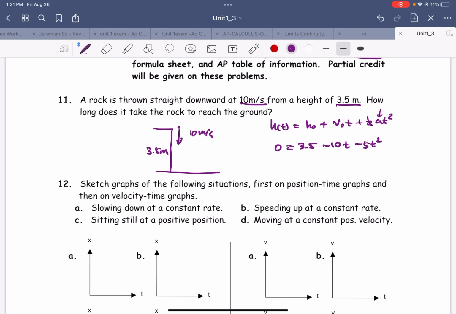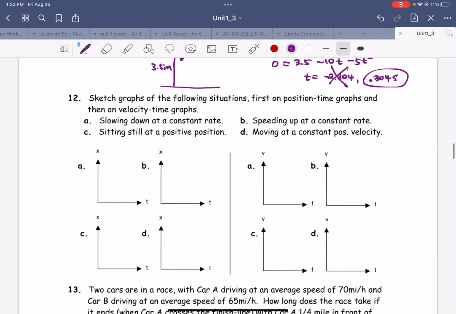This one, you use a calculator to find out. If you don't have a solve function in the calculator, you can use the quadratic formula. Then you're going to get -2.304 or 0.304, those two values, but negative doesn't make sense for time. So it will take 0.304 seconds. Now sketch a graph of the following situation, first on position-time. You have to watch out. This is a position-time graph. Everything here is position-time.